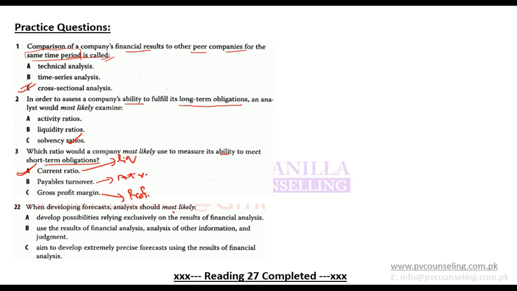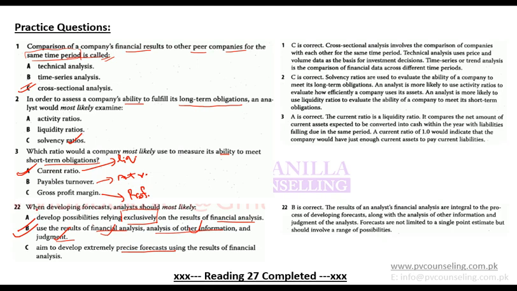When developing forecast, analysts should most likely develop possibilities relying exclusively on result of financial analysis. So should you only look at financial analysis? No, use the results of financial analysis, correct. Analysis of other information, correct. And judgment, correct. Aim to develop extremely precise forecast. Do you develop precise forecast or do you also perform sensitivity and scenario? So B should be the answer.